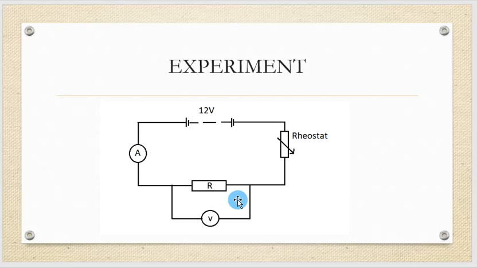First of all, I want us to understand that we are trying to investigate the relationship between voltage and current of a metallic conductor. In this particular case we are using this resistor to represent that conductor. So how is it done?